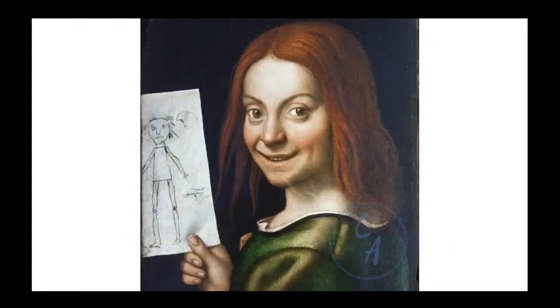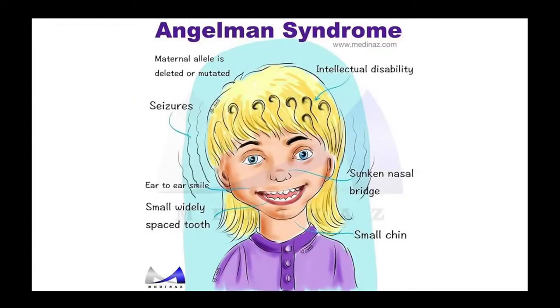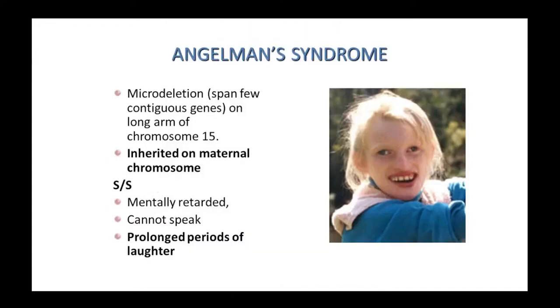This is Angelman syndrome, shown in pictures of Italian paintings. We have mental retardation, a small chin, uncontrolled laughing, neurological problems, and others.